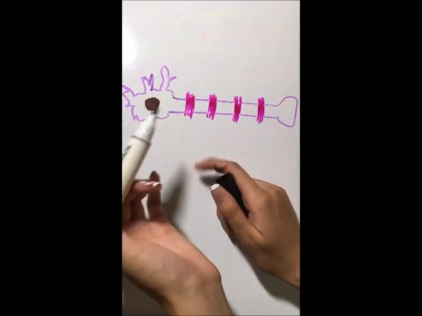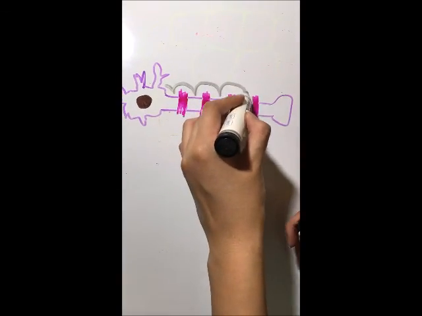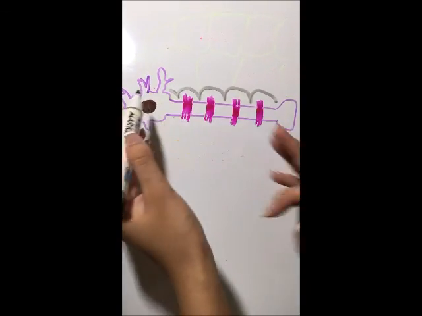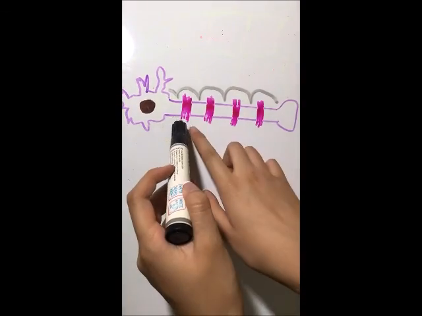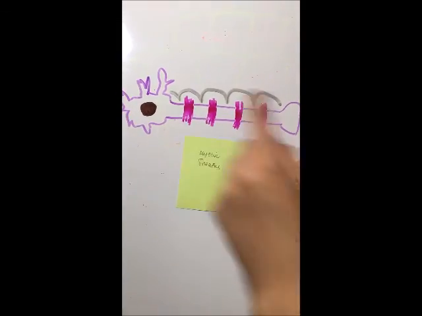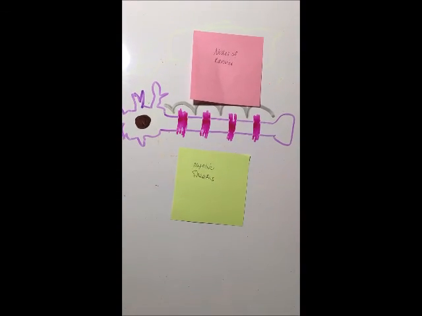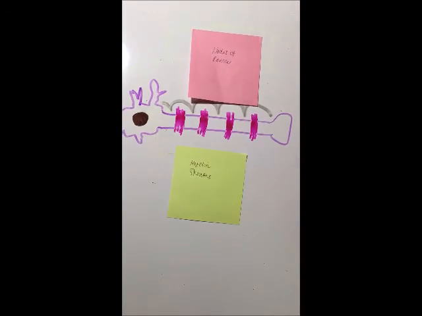Saltatory conduction, saltatory means to jump, and usually the action potentials just jump like this, and this makes the action potentials travel a lot faster. They jump over these magenta things called myelin sheaths, and the spaces between them are called the nodes of Ranvier. It just really goes by quick, like 1 to 100 real fast. And this process is pretty lit.